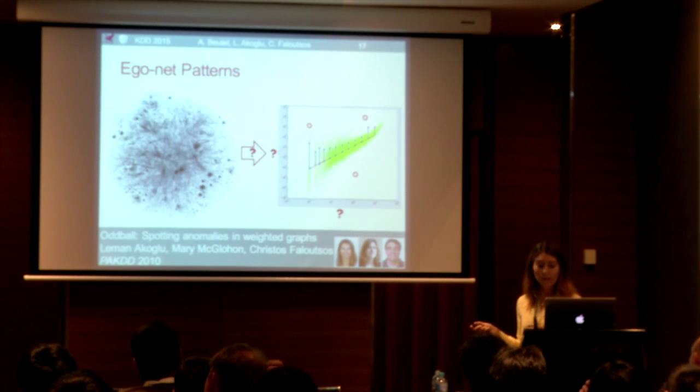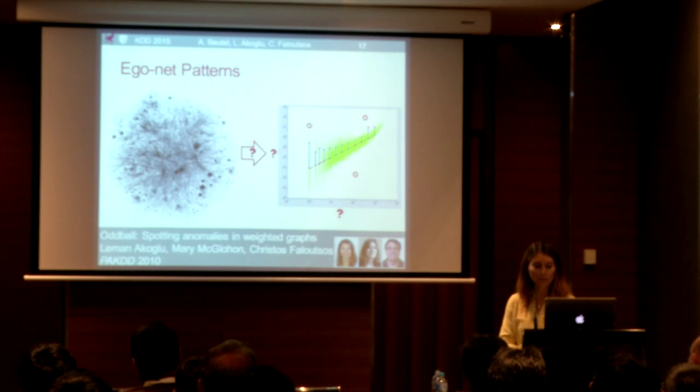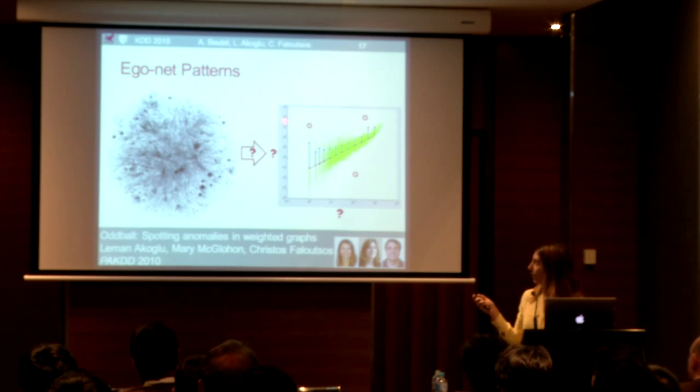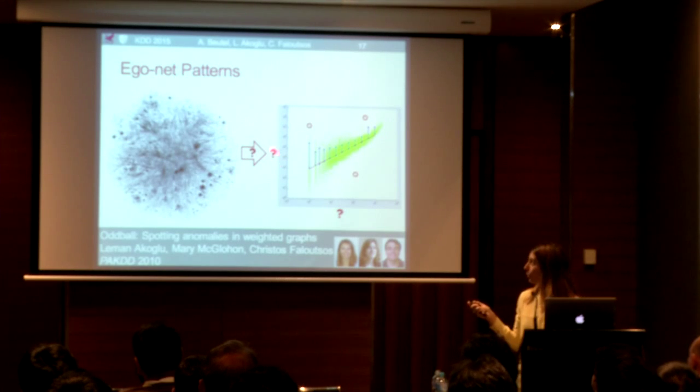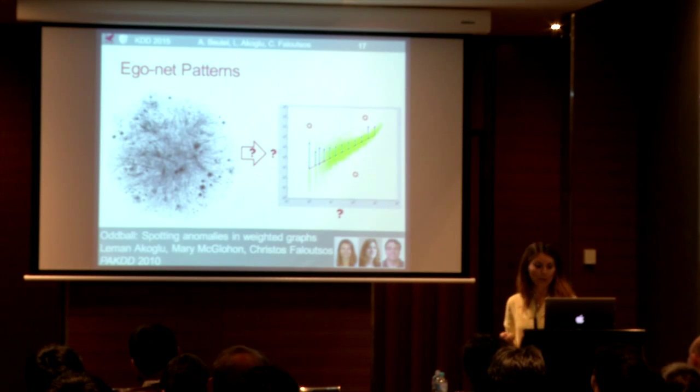So given a very large graph like this, you may ask the question, what kind of patterns do the ego networks follow? So we want to go from this large mess to something more structured. And the question is, maybe I want to study some properties of these ego networks, but what should these properties be so that I observe some pattern as well as maybe spot some outliers?